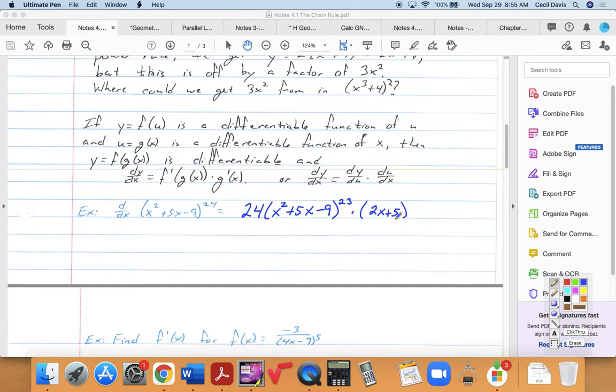Plug and chug. We're going to plug stuff into it, right? But you've got x there. What are you going to do with your x's? If, for example, we were interested in finding where you had horizontal tangents, it would be more useful to have it in factored form.